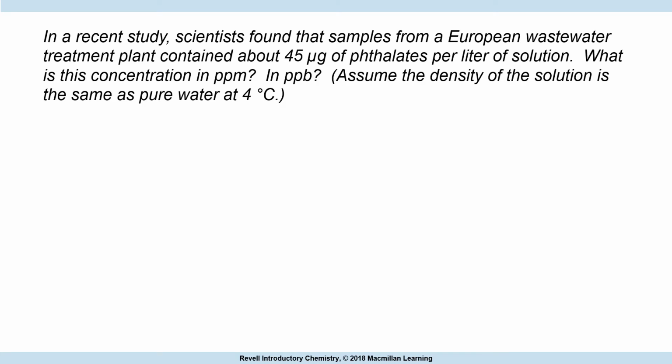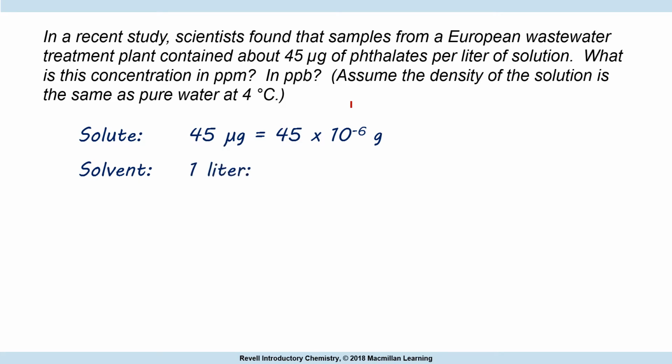So let's look at an example here. In a recent study, scientists have found samples of European wastewater treatment plant containing 45 micrograms, okay, that's 10 to the minus 6 grams, of phthalates per liter of solution. What's the concentration in part per million, part per billion? Okay, so we are going to write down what we know. We know 45 micrograms is equal to 45 times 10 to the minus 6 grams.